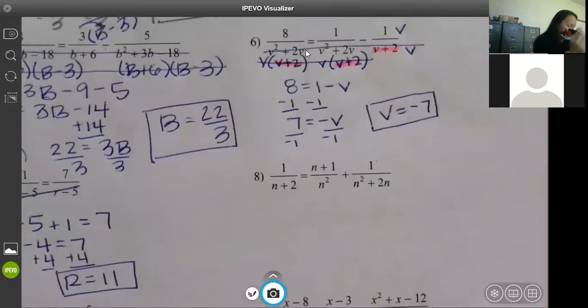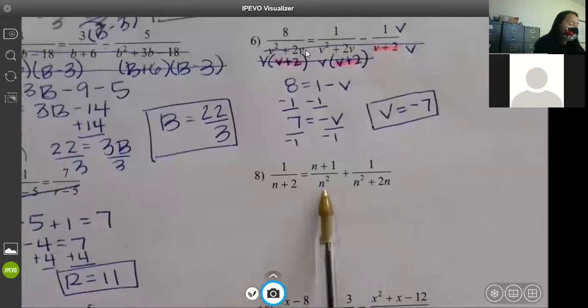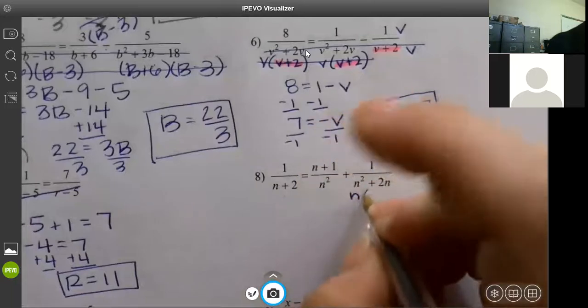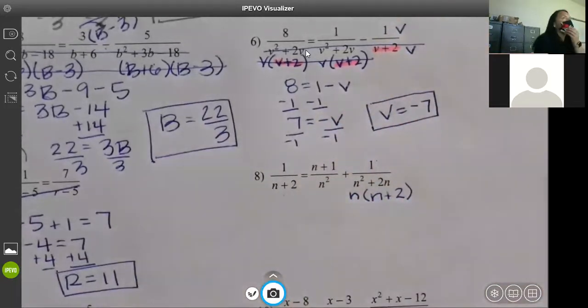Oh, goodness. All right, so in the next one, if we look, n plus 2 will not factor, n squared will not factor, but this one will. It has a GCF of n. GCF n plus 2. Okay. So check this one out. This one's probably one of the more difficult ones, but it's not too bad.